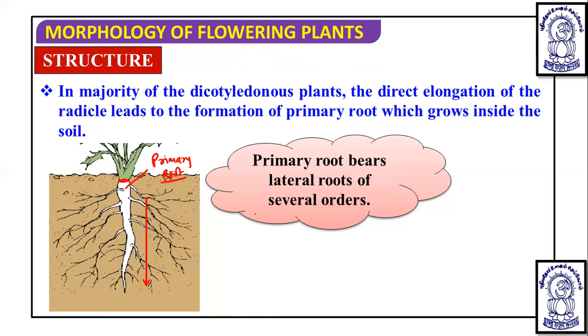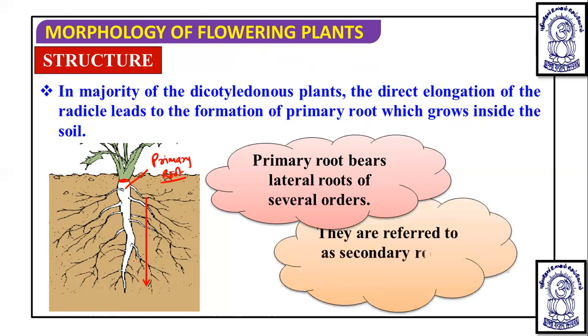The primary root bears lateral roots. You can see these are the different lateral roots, and they are referred to as secondary root and tertiary root, etc. Whatever the direct branches of this primary root are known as secondary roots, the branches of secondary roots are known as tertiary roots, and the branches of tertiary roots are known as rootlets.